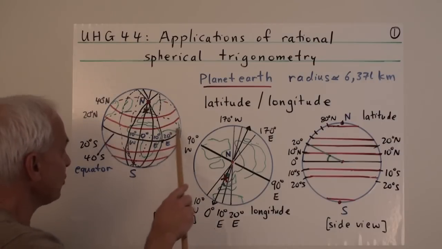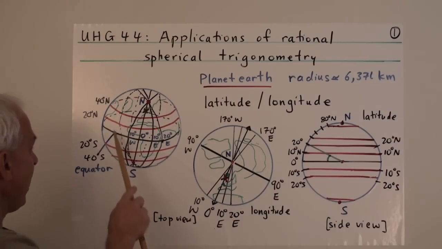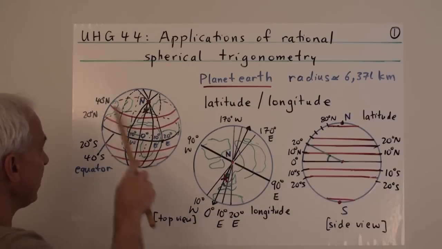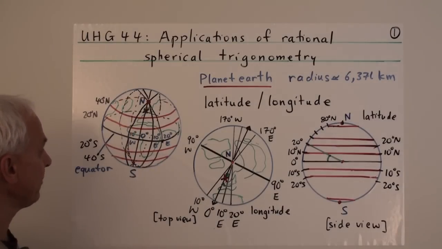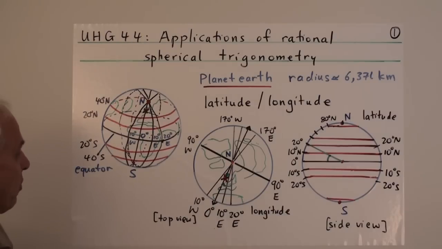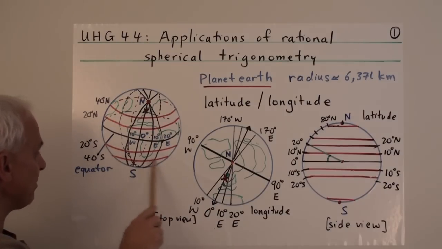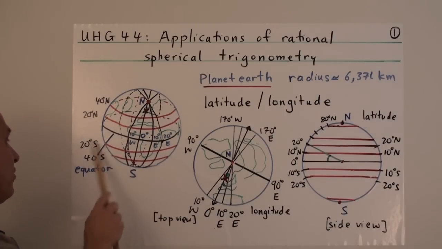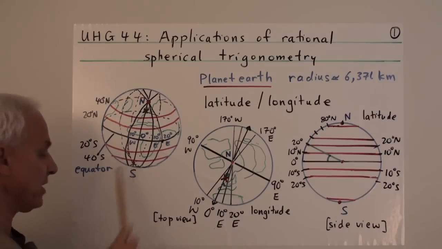So this would be 0 degrees latitude, and then if we go up a little bit, 20 degrees, 40 degrees, all the way up to 90 degrees. This is in the northern hemisphere, everything is registered with the north, and correspondingly in the southern hemisphere we have lines 20 degrees south, 40 degrees south, all the way down to 90 degrees south.